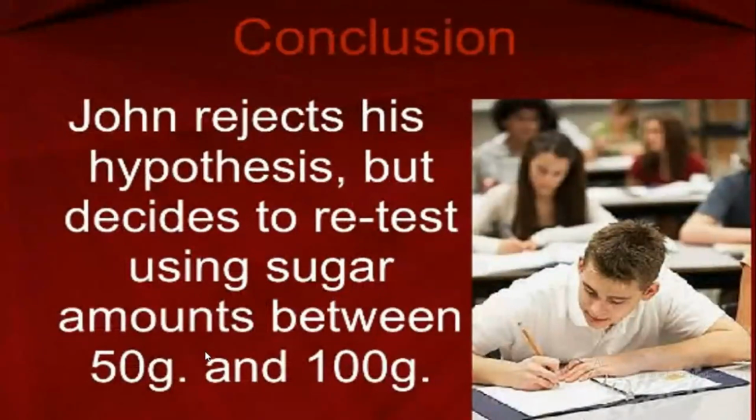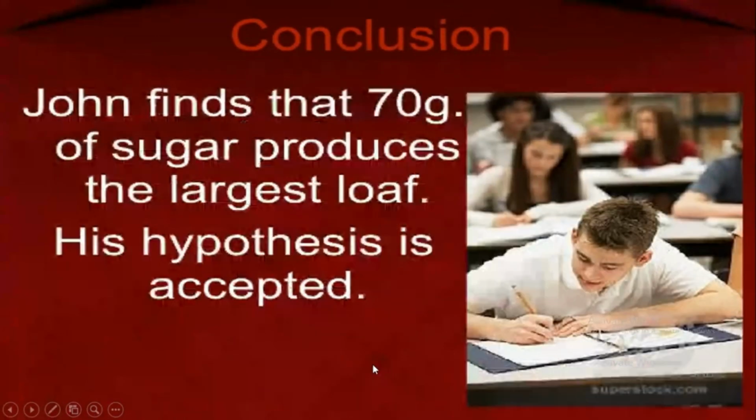So, conclusion: John rejects his hypothesis but decides to test using a sugar amount between 50 grams and 100 grams. Now he has seen that 100 grams is the best quantity of sugar to rise the bread, right? But as his grandmother was using 50 grams, which was his control group, he decided to do the retest using amounts in between 50 grams and 100 grams.